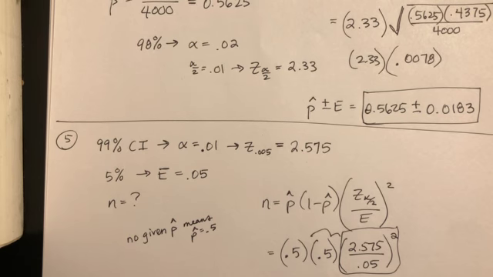Remember that? All right, so let's clear. Parentheses, 2.575 divided by 0.05, close parentheses, and then square it. I get 2,652.25. And that kind of makes sense. But we're going to multiply that by 0.5 times 0.5.